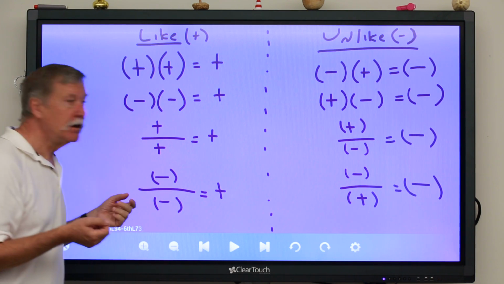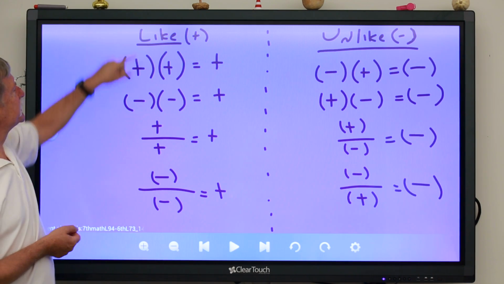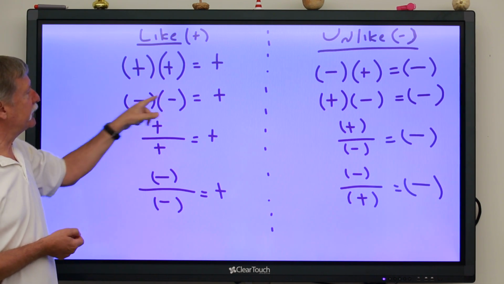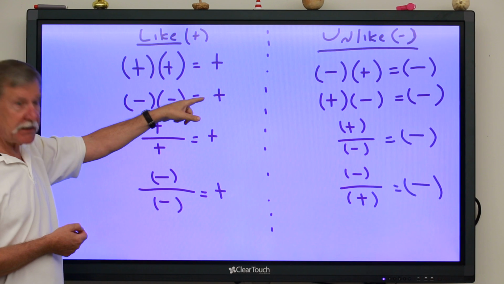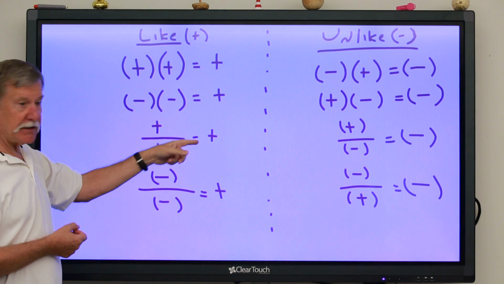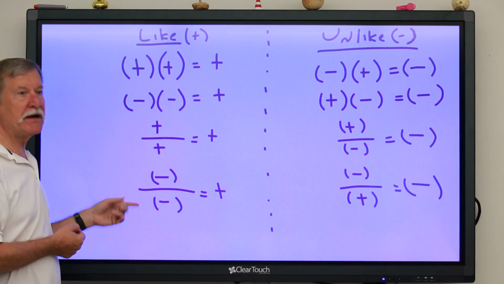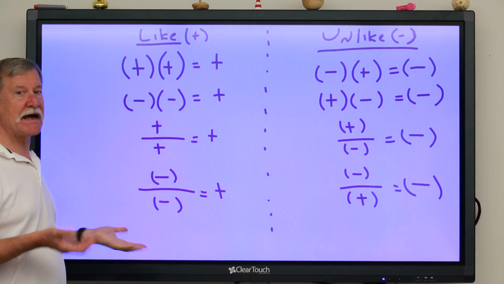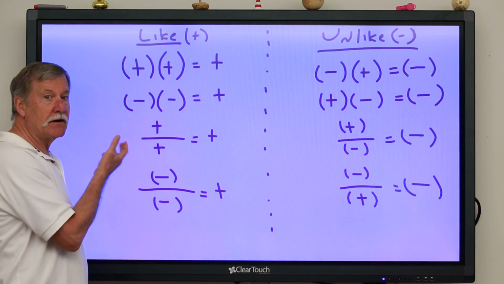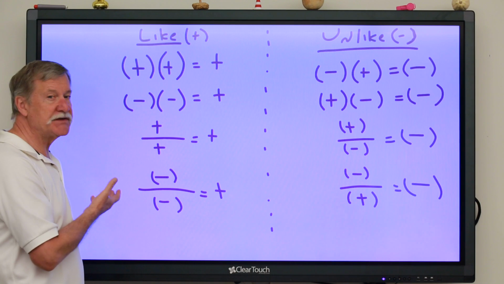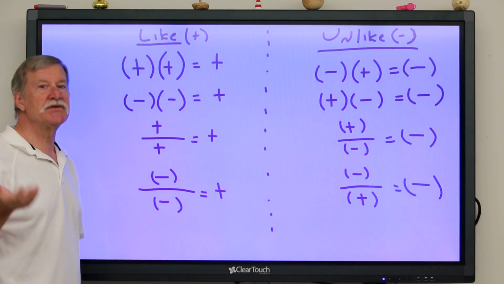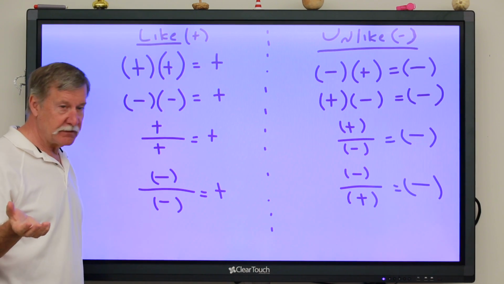So for example, the like sign rule says if I have positive times positive, I get positive. If I have negative times negative, I get positive. If I have positive divided by positive, you get positive. If I have negative divided by negative, it always comes out positive. Notice that when the signs are like each other, when the signs are the same, the answer to every multiplication and division problem is always positive.